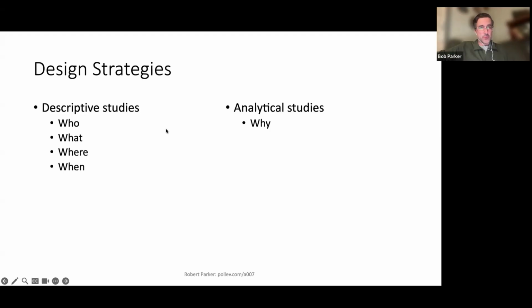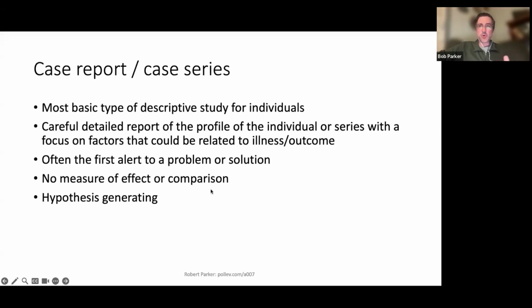All right, so we'll keep on moving. A case report or case series is the most basic type of descriptive study for individuals. It's a careful, detailed report of the profile of the individuals or the series of patients that focus on factors that could be related to illness or outcome. It's often the first alert to a problem or a solution.